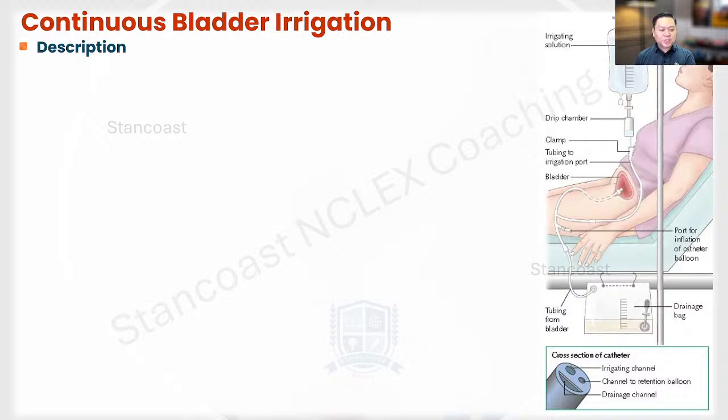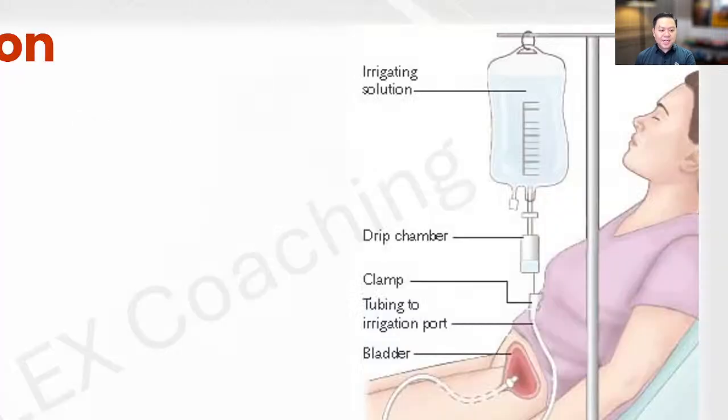So basically, let me show the picture here first. So this is the setup here. So what you're going to expect in a bladder irrigation is that there's going to be that big bag of normal saline solution. This is not your regular IV bag of 1 liter. No, it is a huge, huge bag. It's heavy. And this is going to be sterile, normal saline solution.